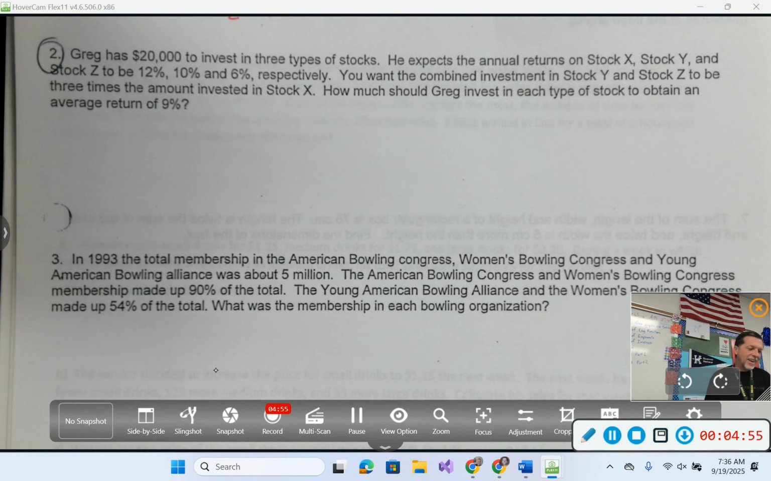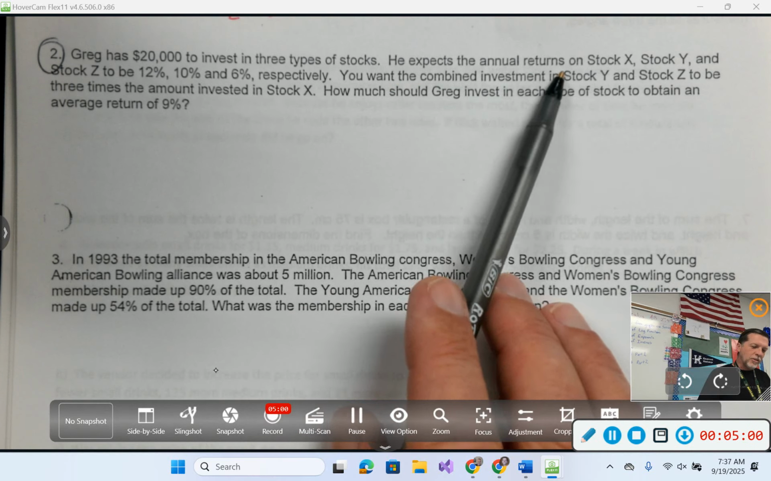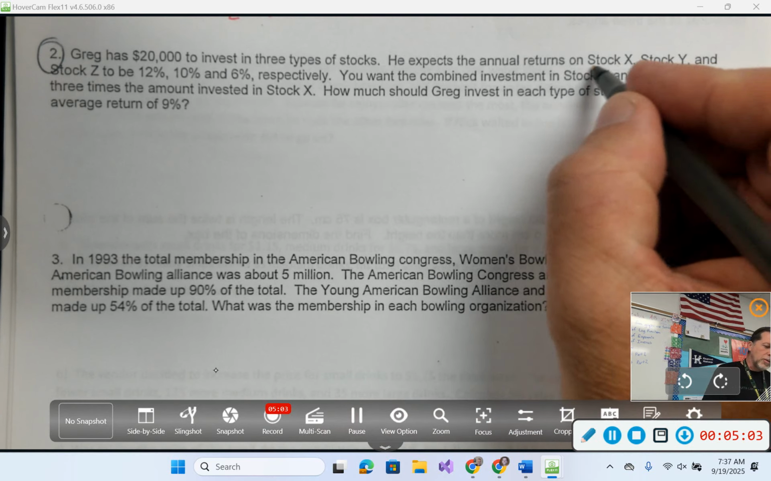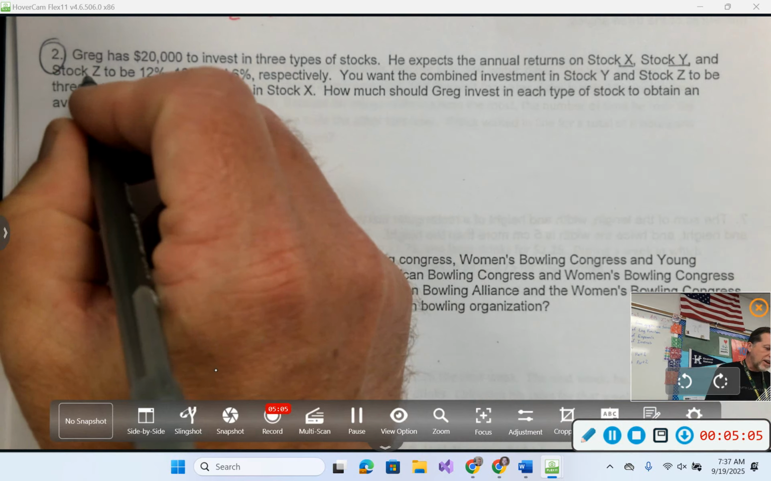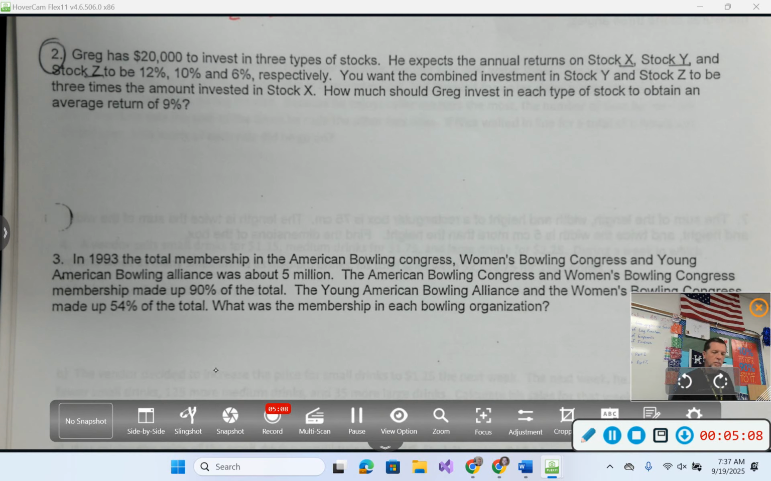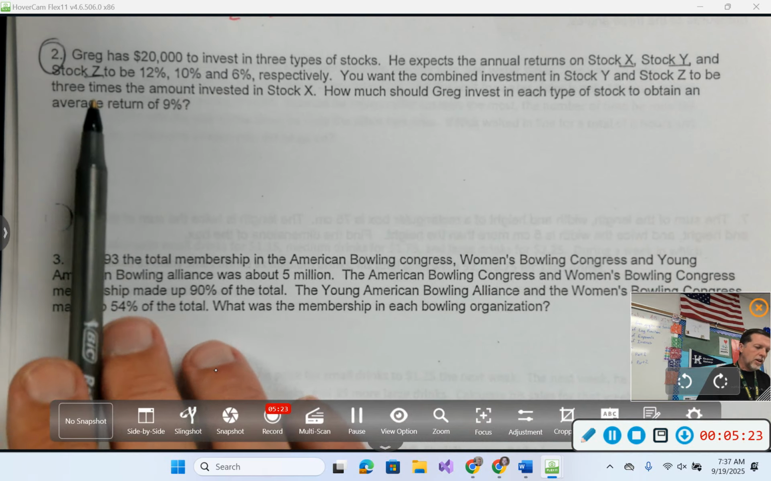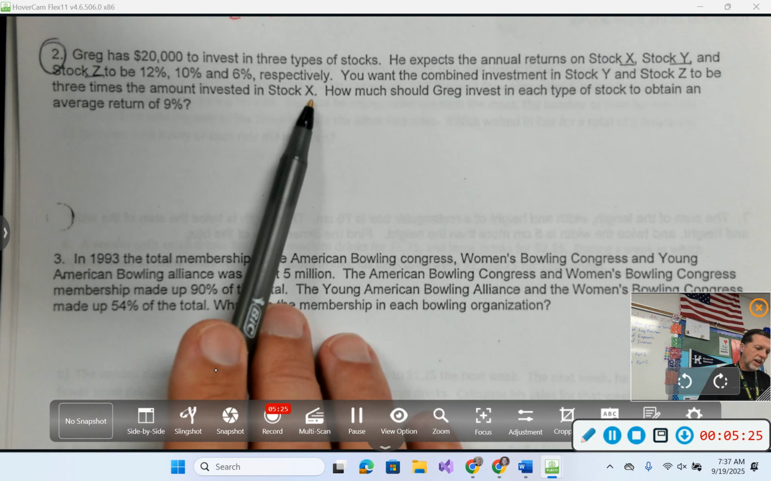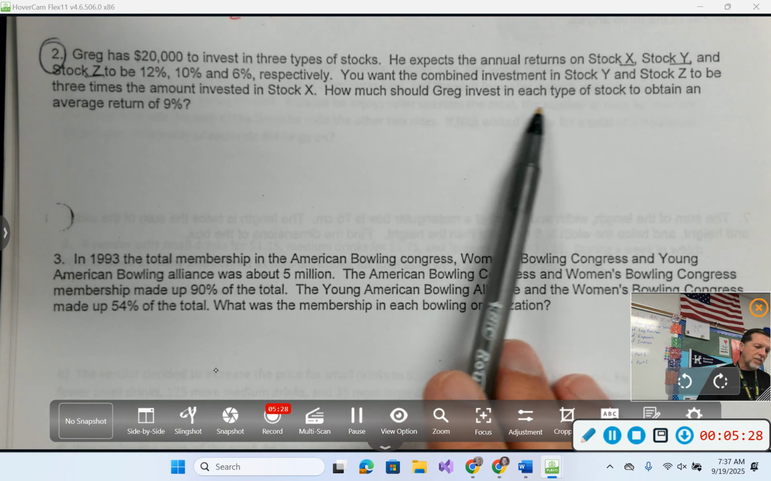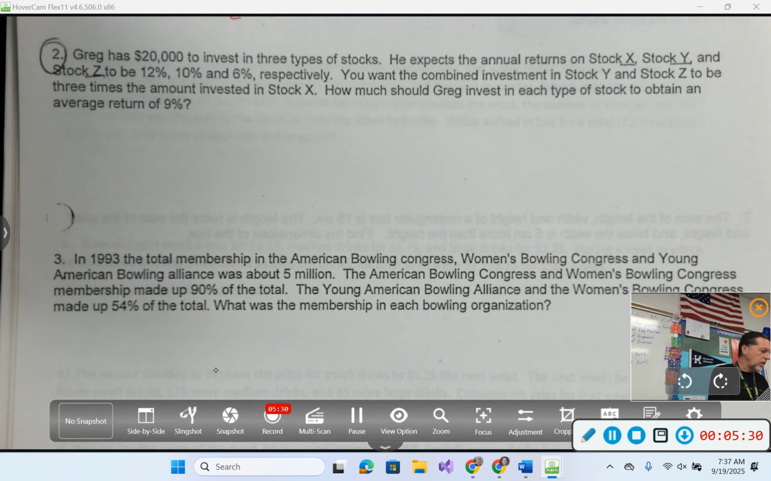Number 2, Greg has $20,000 to invest in 3 types of stocks. He expects the annual returns on stock X, stock Y, and stock Z to be 12%, 10%, and 6%, respectively. You know what respectively means there? Like in order. So X is 12%, Y is 10%, Z is 6%. You want the combined investment in stock Y and Z to be 3 times the amount invested in stock X. How much should Greg invest in each type of stock to obtain an average return of 9%?